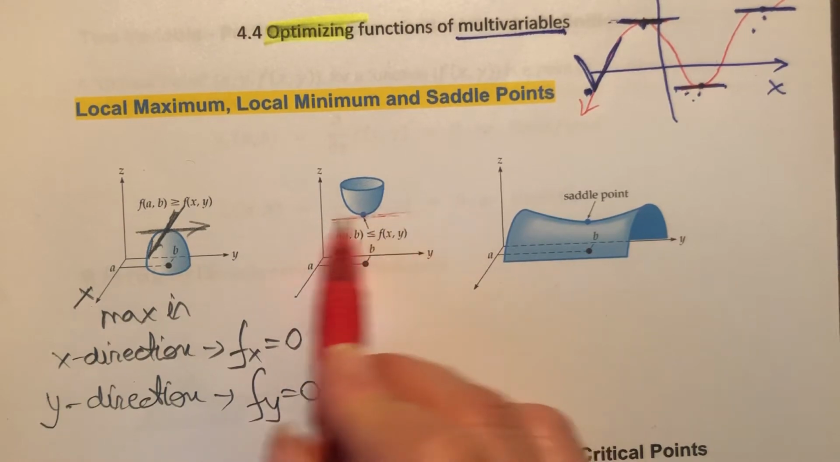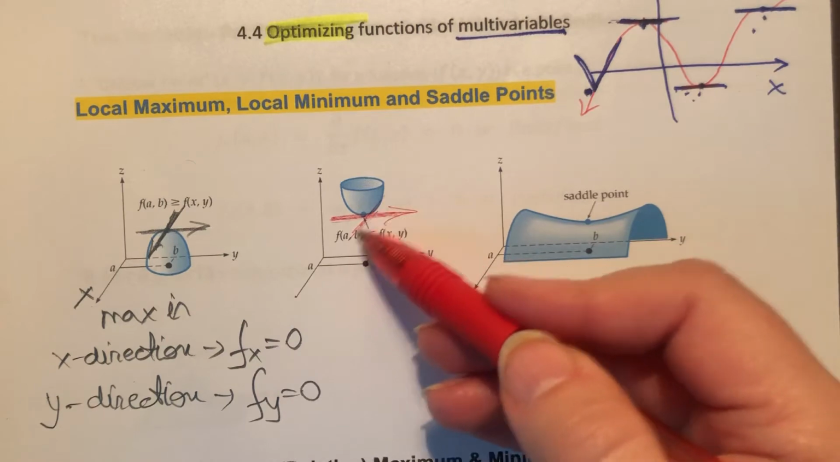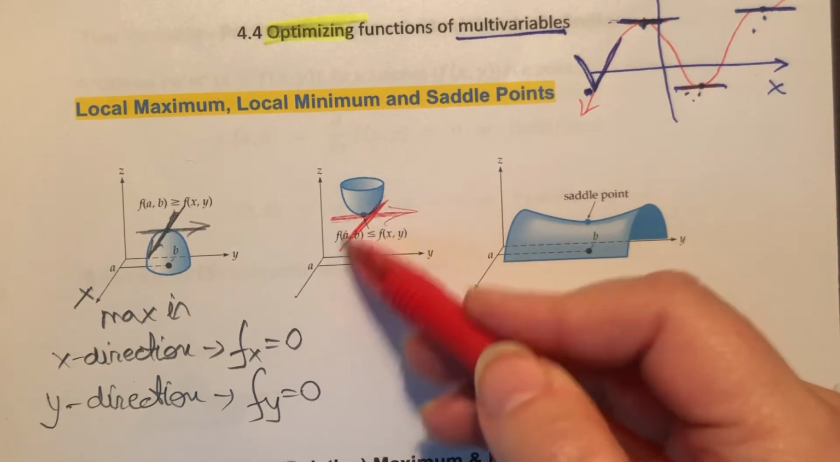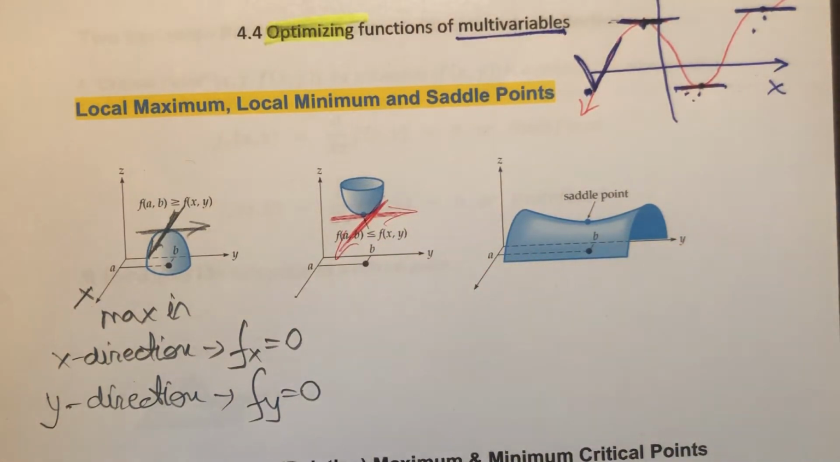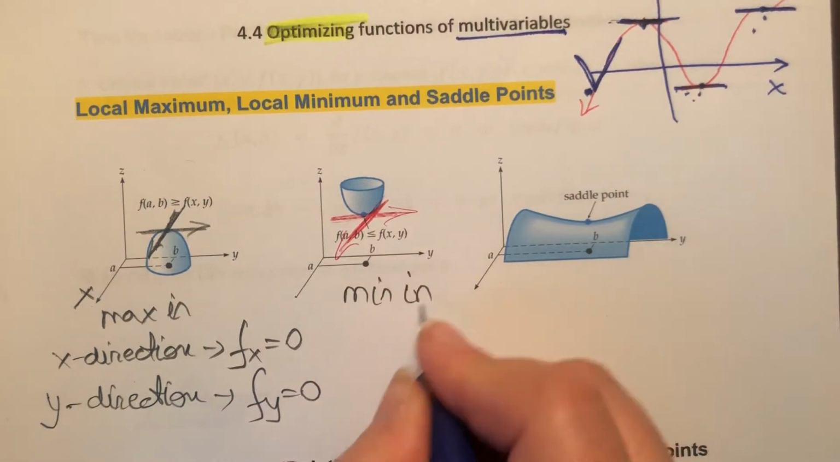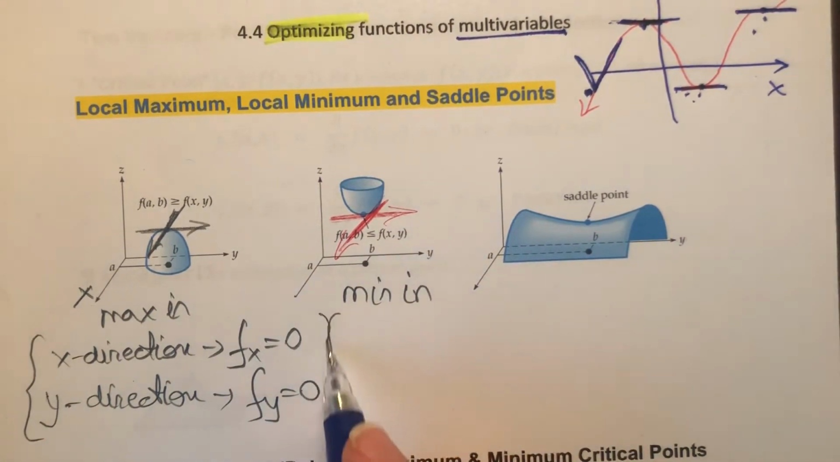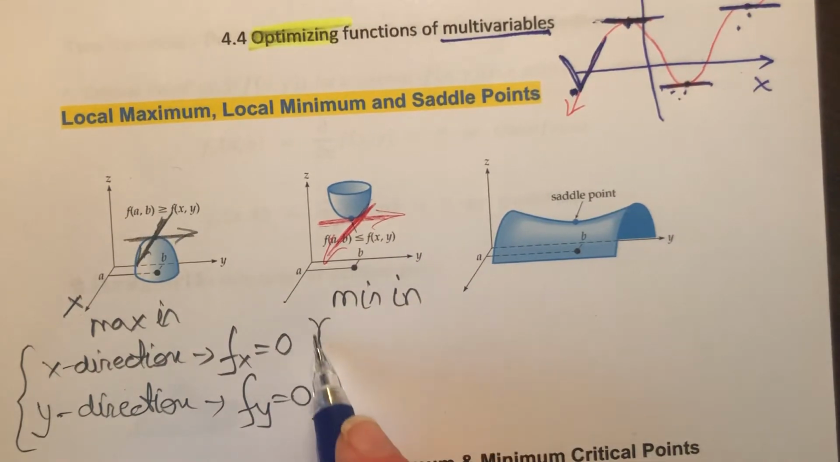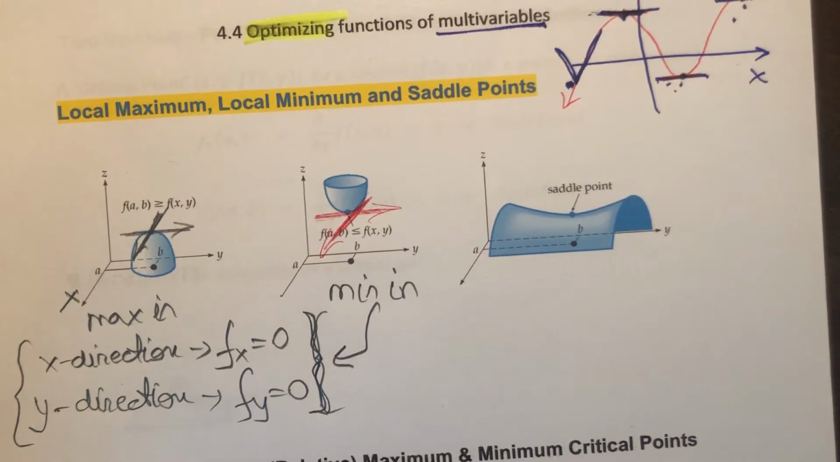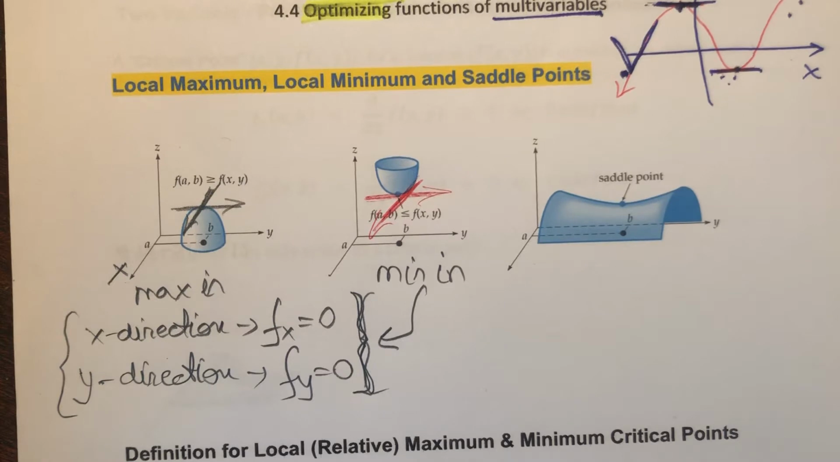In the y direction, there's a horizontal tangent line. In the x direction, right under there, there's a horizontal tangent line, and it's a minimum value in both directions. So it's a minimum in both, and I'm not going to write it again. It's the same thing here. Okay, so the derivative with respect to x must equal 0, and the derivative with respect to y must equal 0.